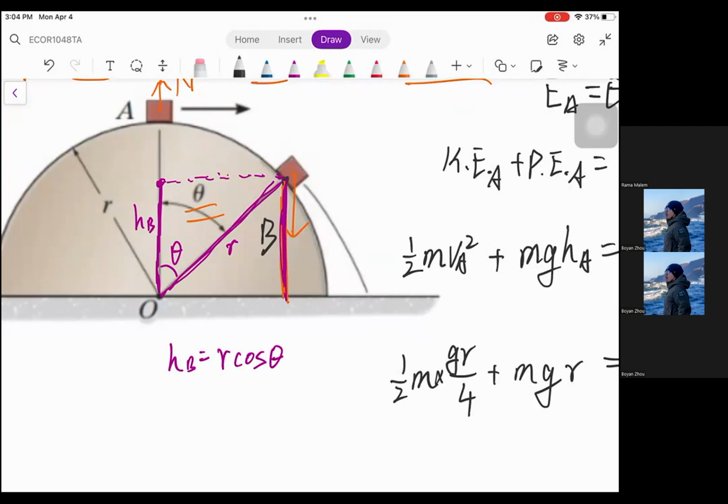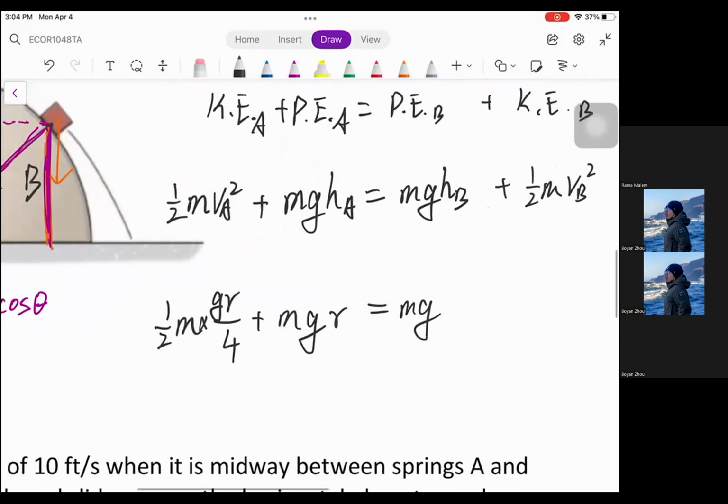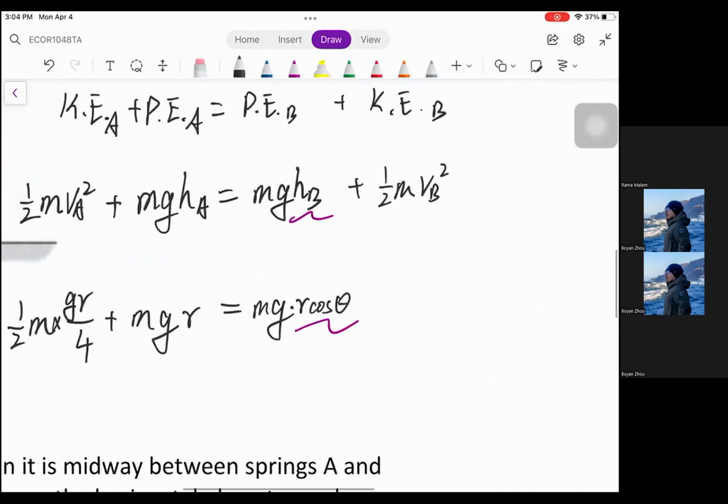And then we're just gonna simply plug this into the equation. HB is equal to R cosine theta, so that is mgHB plus half m VB squared. Now we are not sure what's gonna be the velocity at this location.